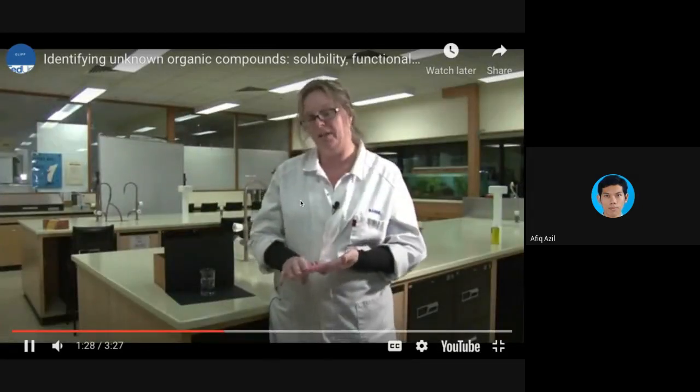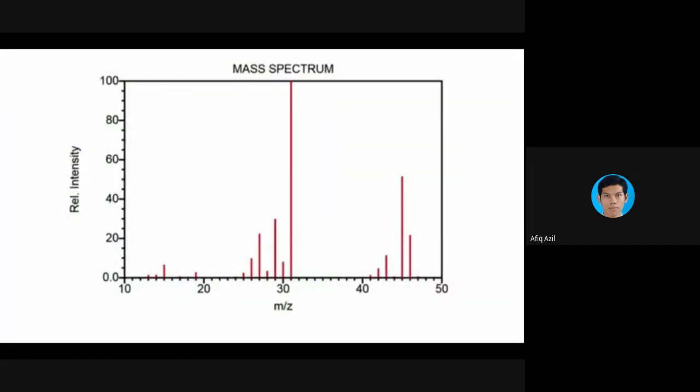The second spectra to look at is the mass spec. This will tell you the molecular weight of your compound. And the molecular weight, together with the melting point or boiling point that you did earlier, will tell you a lot about which compound you have.